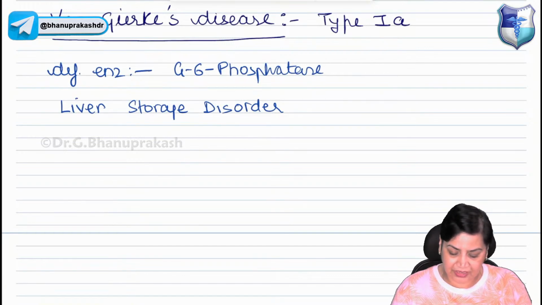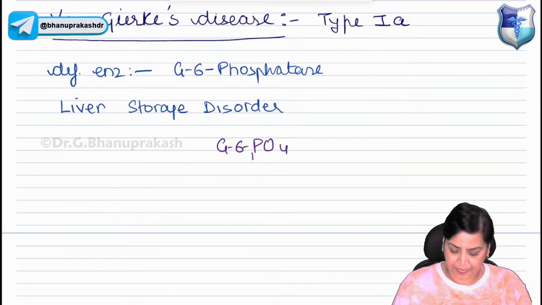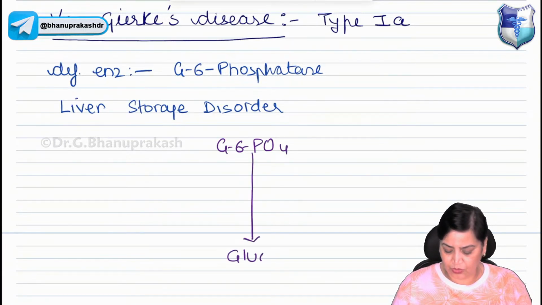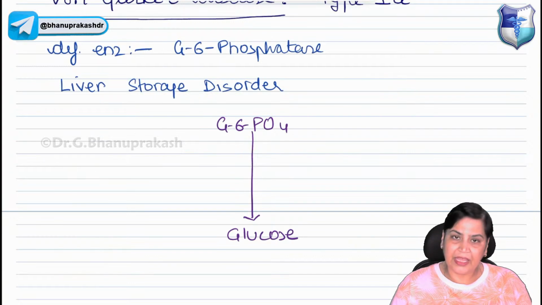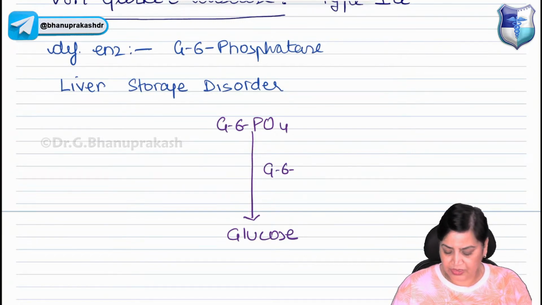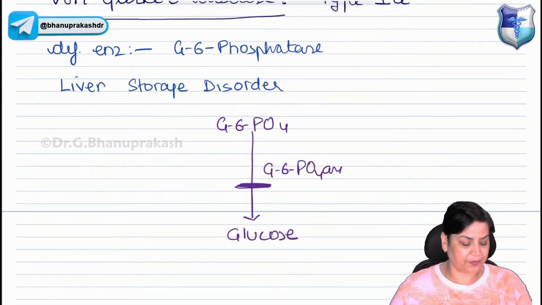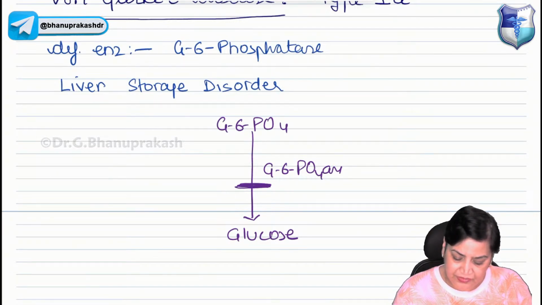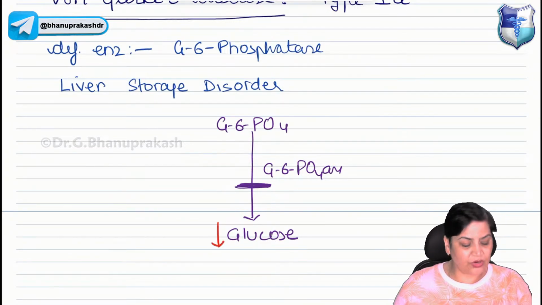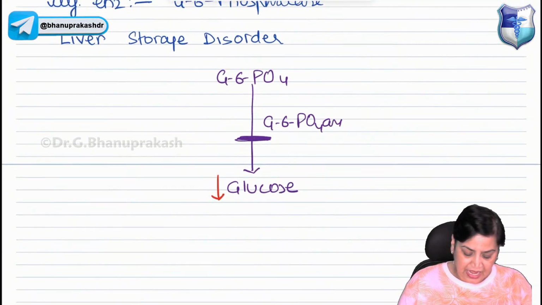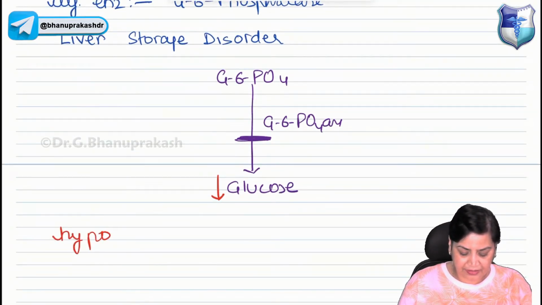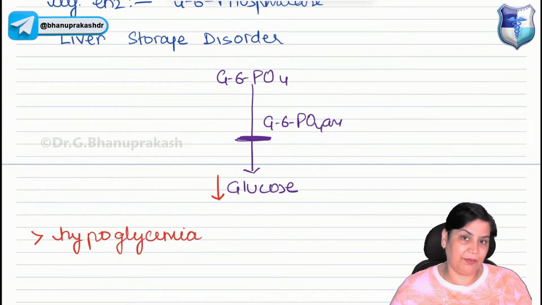Now see how the thing goes. This is glucose 6 phosphate, which is being converted to glucose, and the enzyme is glucose 6 phosphatase. Here the deficient enzyme is this only. Clear? So the first thing, there will be decreased concentration of glucose. So I can say that hypoglycemia will be there. Very important.